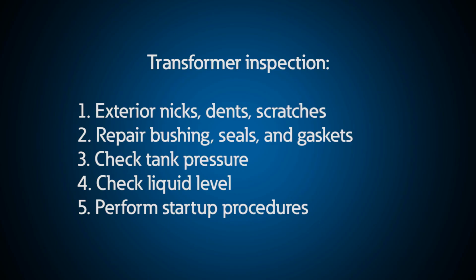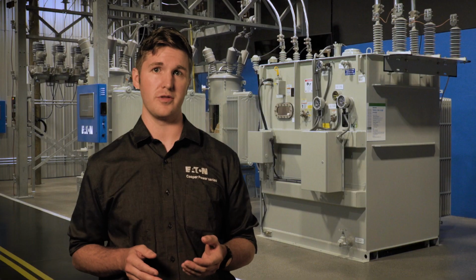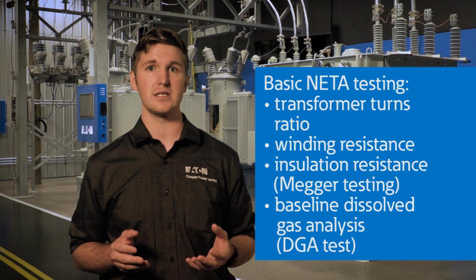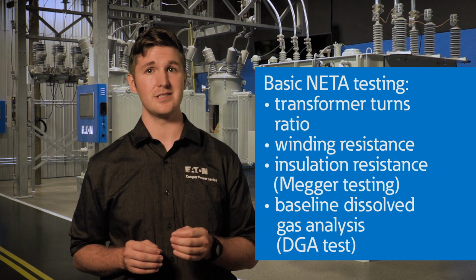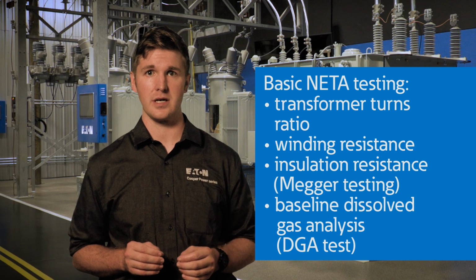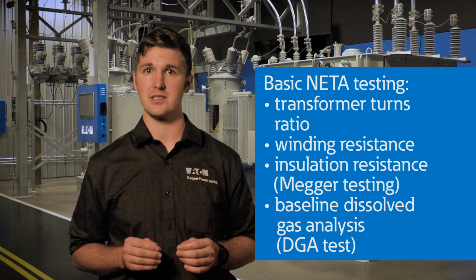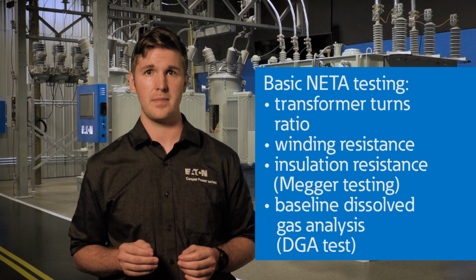Number 5, oftentimes startup or commissioning testing will be required by code prior to energizing the transformer. The local electrical authority will determine the final requirements. However, this will often include basic needed testing such as transformer turns ratio, winding resistance, insulation resistance, or Megger testing, as well as a baseline dissolved gas analysis, or DGA, test.